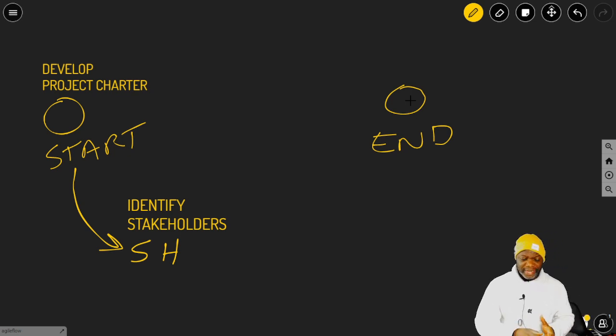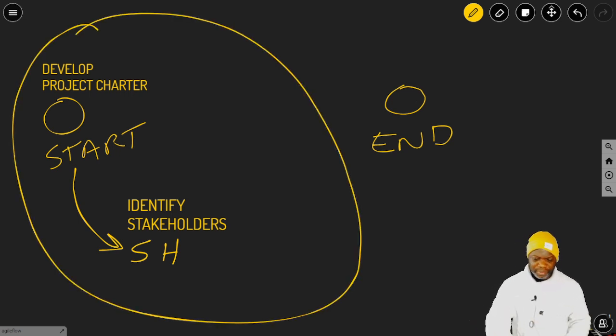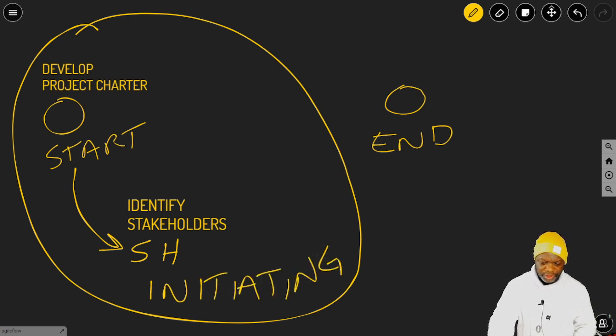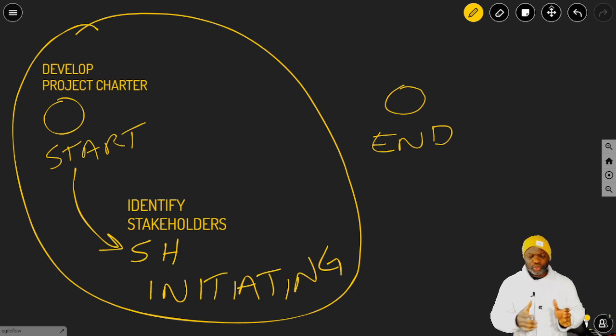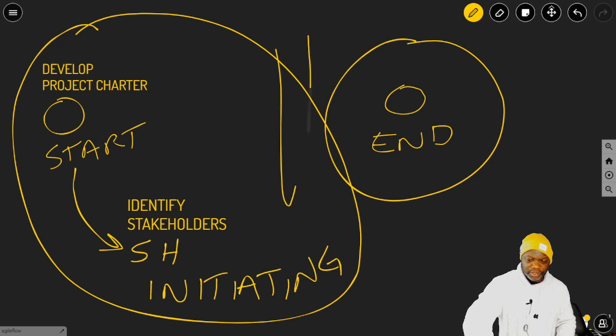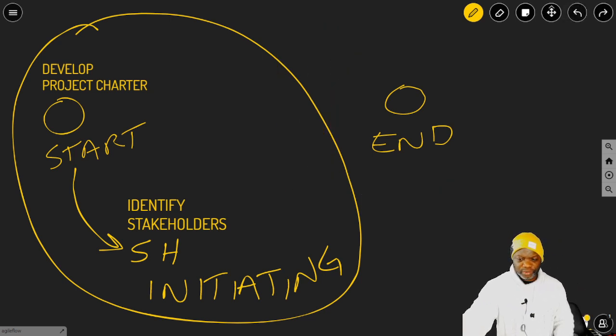So note the dynamic here, the start of the project, this bubble right here. All of this stuff here happens in the initiating process group. This is all initiating, okay? So between initiating and end, there's a bunch of things that happen in between. And I am going to show you today what those things are at a very high level.